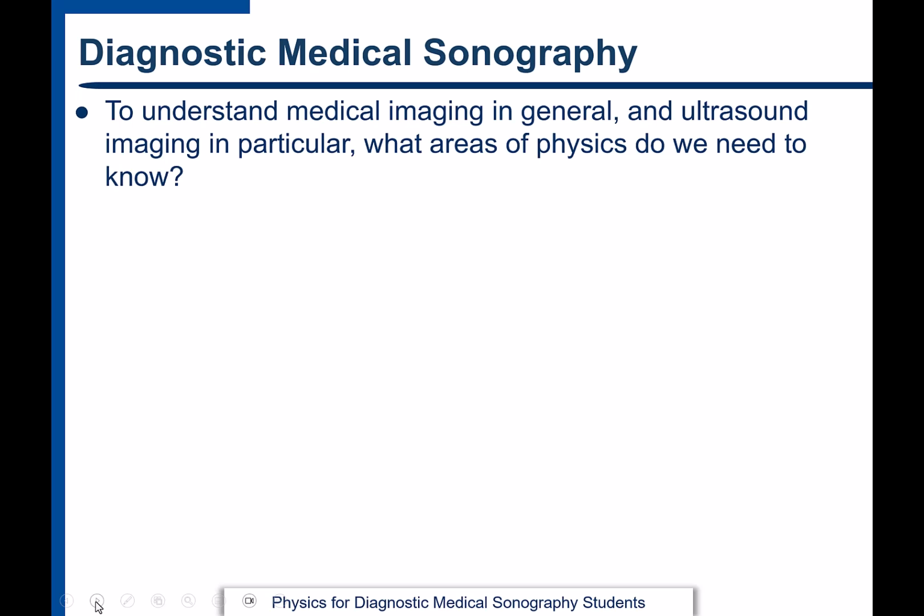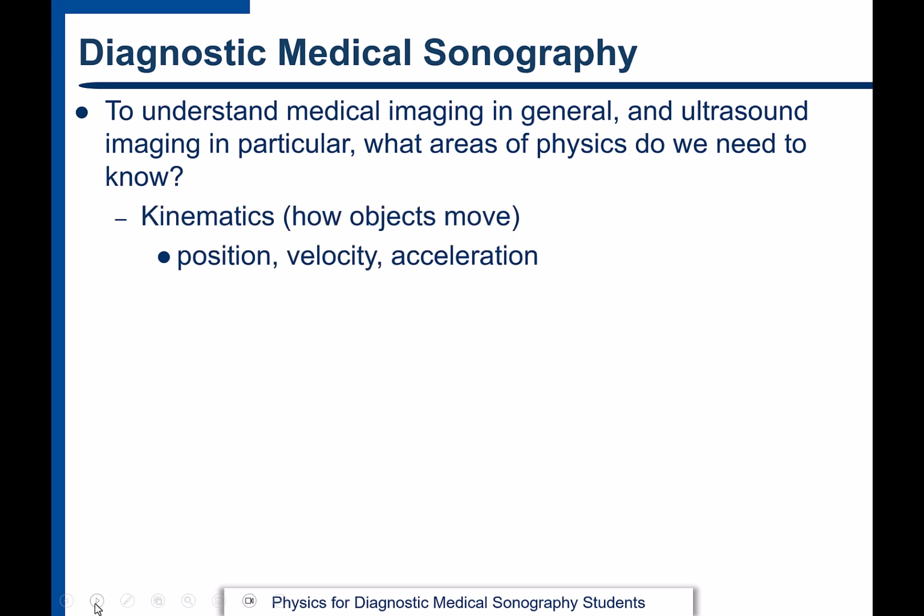Here, obviously, we're concerned primarily with what we need to understand from physics to be successful in a diagnostic medical sonography program. So let's look at that. We want to be able to understand medical imaging in general and then ultrasound imaging in particular. The areas of physics we need are the following. First of all, we need to understand motion. The area of physics that involves motion is called kinematics, and kinematics describes how objects move. So in kinematics, we talk about things like the position of an object, or an object's velocity, or an object's acceleration.